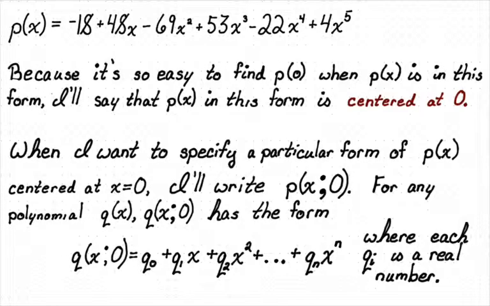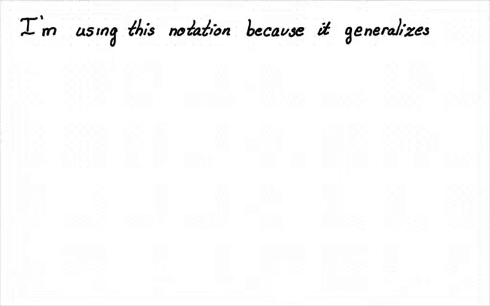And so more generally, for any polynomial, the polynomial centered at 0 has this form. So the constant term plus a number times x to the first, plus a number times x to the second, plus all the way up to a number times x to the n. And these q_i's that I've written down, they're just numbers, right? But anytime I have it in this form, I'm going to say it's centered at 0.